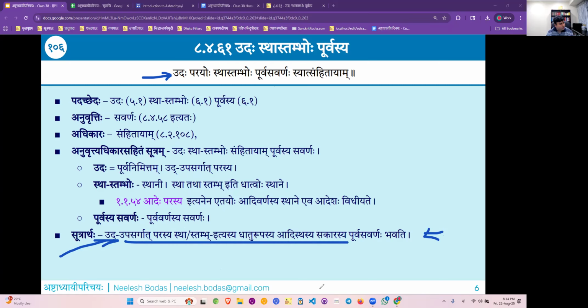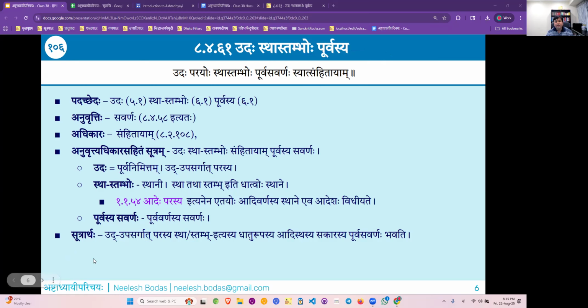But if there is only one thing that you want to memorize, because for example, if you later go ahead and talk with a pandit, and that person asks you what is the meaning of Udastha Stambha of Purvasya, say you are going for an interview for MA or whatever, you are not supposed to say Uda Upasargat Parasya Stha Stambha Ityasya and so on. Even though that is correct, the precise artha that must come out of your mouth is: Udaf Parayoho Stha Stambho Purvasavarna Syat Samhitayam. And Kaha Asya Arthaha iti prushte, then you can say this elaborate sutrartha. So that's the reason why two sutrarthas are given on the slide.